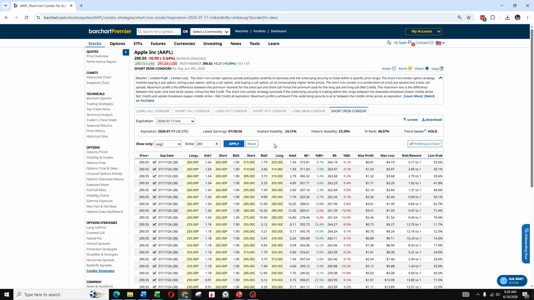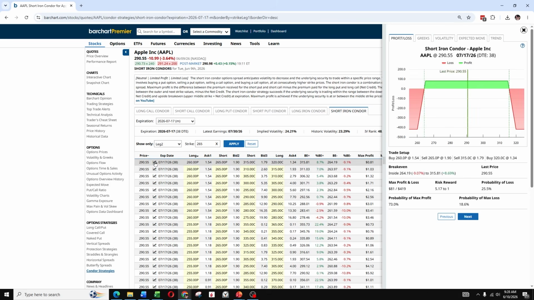And I usually like to go $5 wide. So I'm going to be looking at the 265, 260 strikes. And then on the call side, 310 or 315. So if I click on the diagram here, it'll give us a little preview of the condor. That looks really good to me.